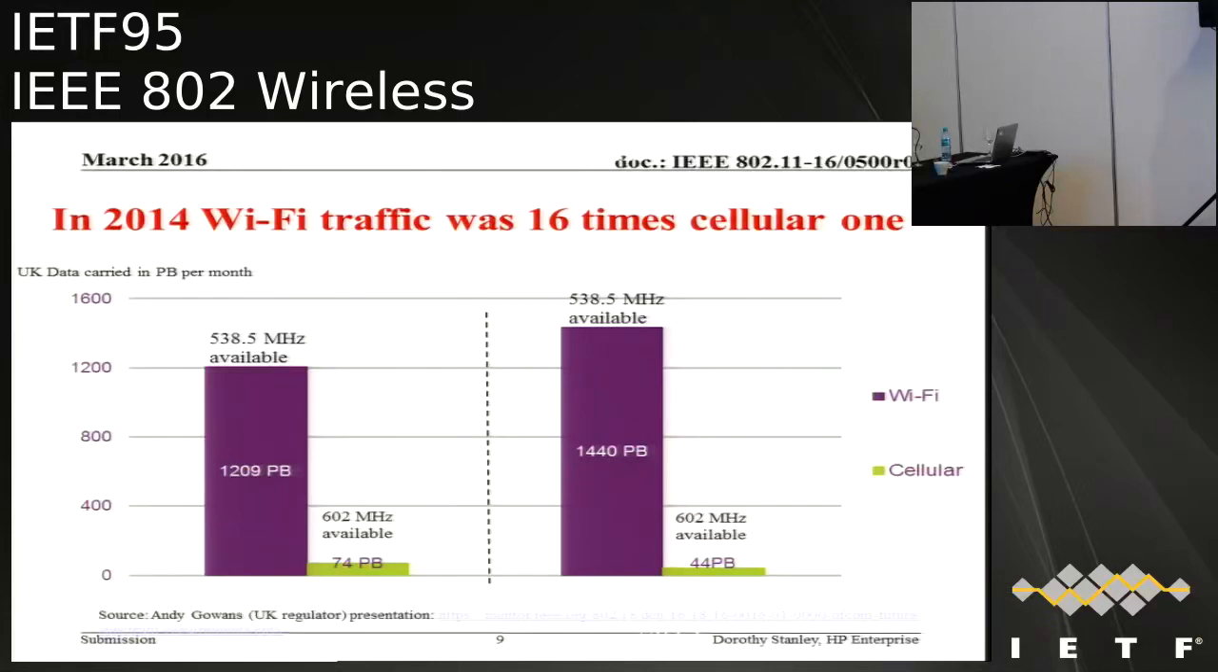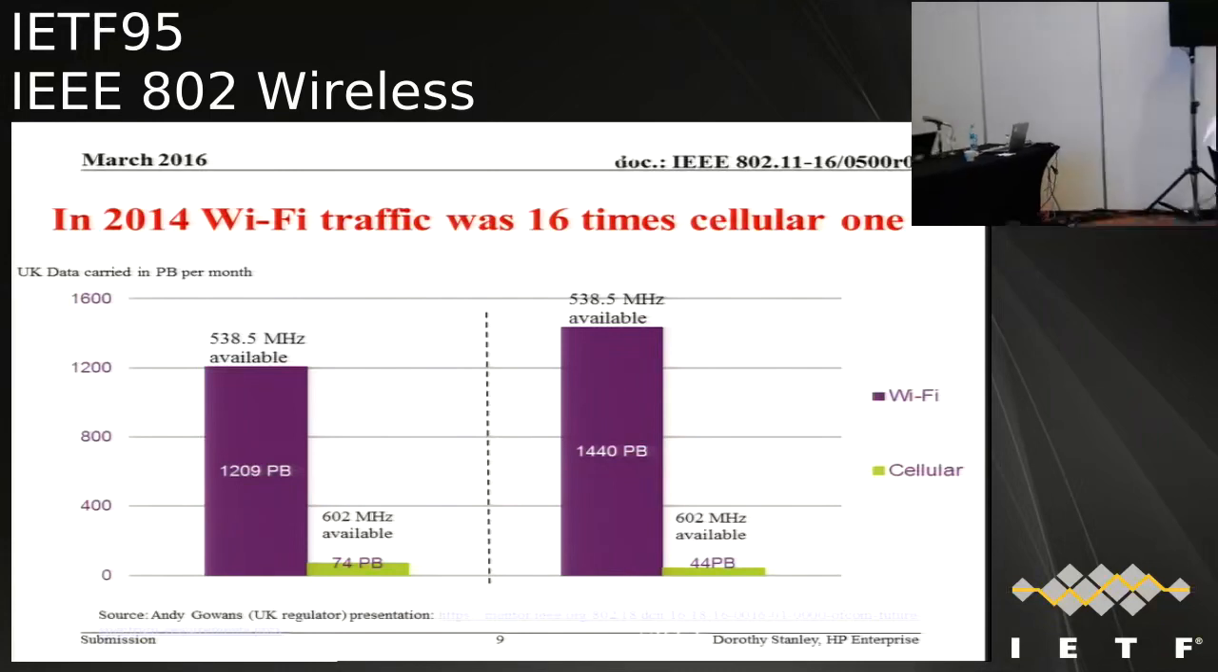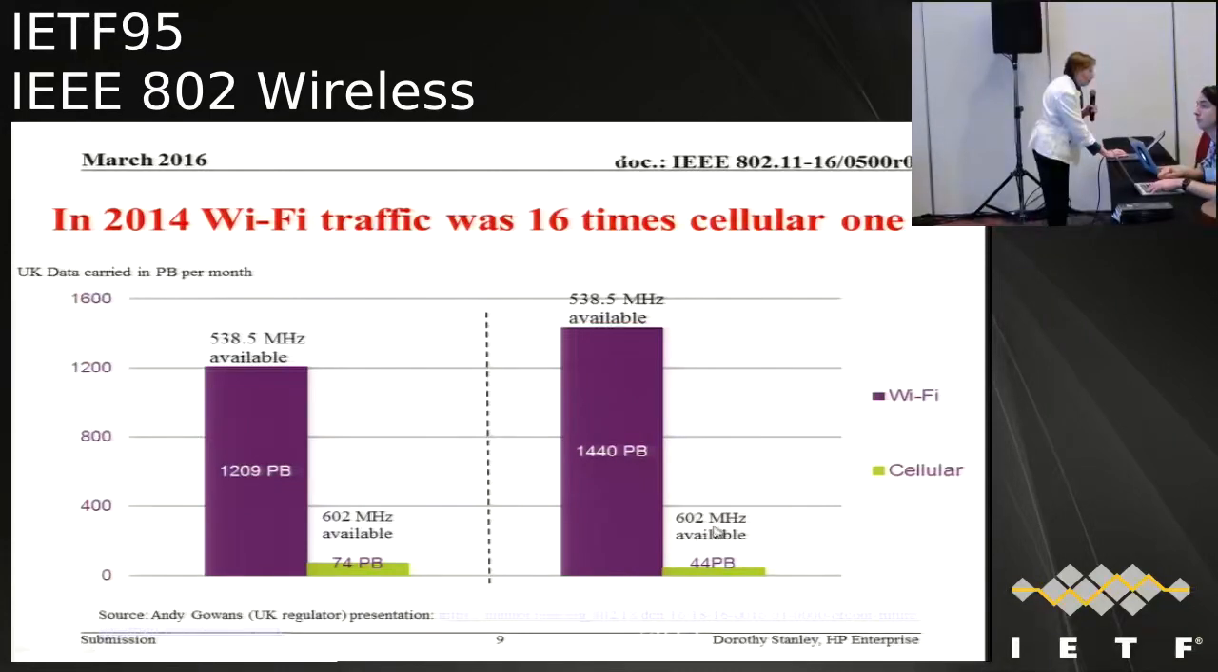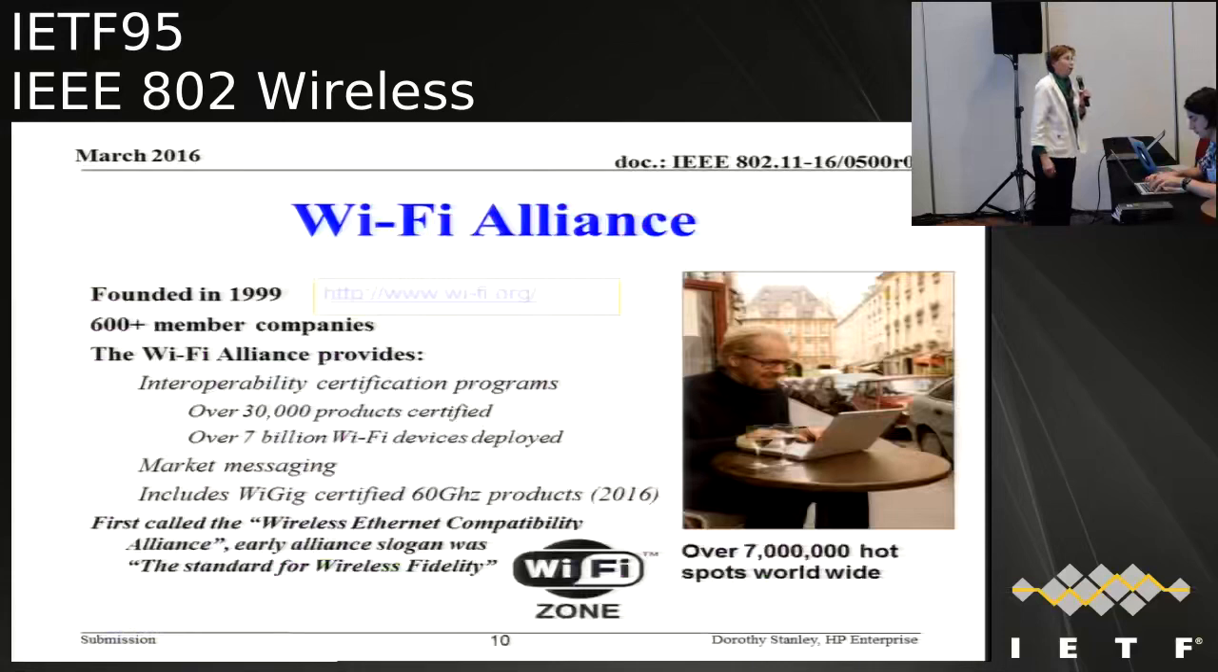Question, are the two columns different years? It's per month, so I think it's a couple of months. Okay, but basically speaking to the ubiquity of deployment of Wi-Fi.